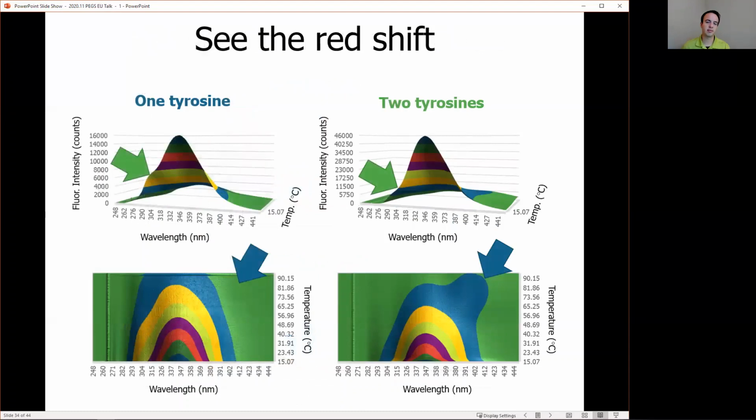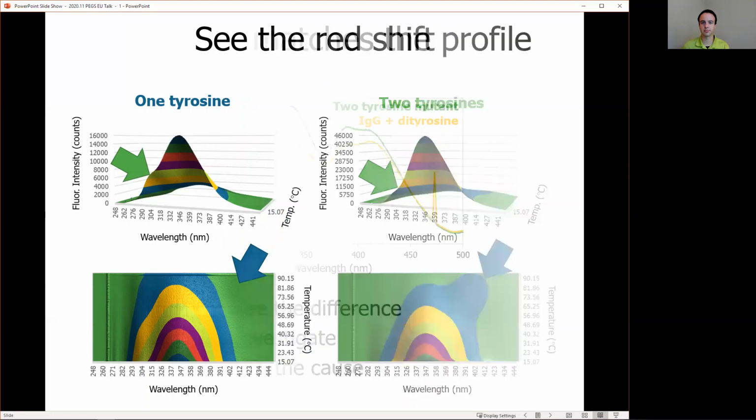If we take this data and graph it in 3 dimensions using something like Excel, we can see, again, where that green arrow shows a stronger tyrosine signal in the one tyrosine protein. And if we're looking at the top-down view in the bottom right here, we can understand where that two tyrosine shift starts occurring and see that red shift by looking at the topographic map here.